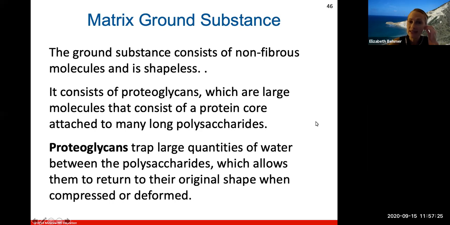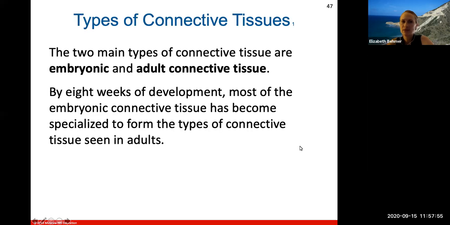The ground substance consists of non-fibrous molecules. It's shapeless. Think of your ground substance kind of like jelly or jam. It consists of proteoglycans, which are large molecules of protein attached to many sugars. Those are polysaccharides. And these proteoglycans can trap large amounts of water, which allows them to return to the original shape when compressed. So the ground substance, again, is kind of like jelly. It has a lot of water in it, some proteins.